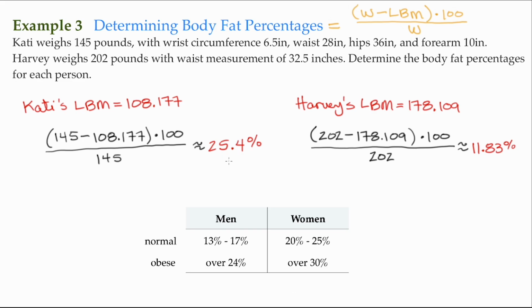So we can see right here for Katie, she's at 25.4%. So she's a little over normal. She certainly is not obese, but she's a little over normal. So maybe there's some fat that she wants to lose, or maybe she's a little on the chubby side. And then for Harvey, he's 11.83. Well, you could see he's below normal. So maybe he can be considered on the skinny side, or maybe he's very fit. Maybe he's an athlete, or he can be considered athletic. But there we go.